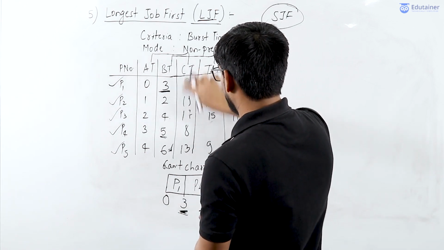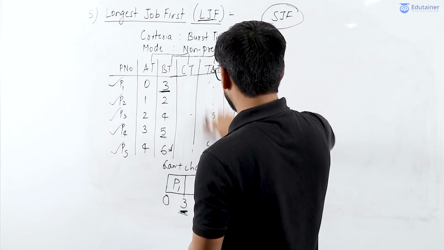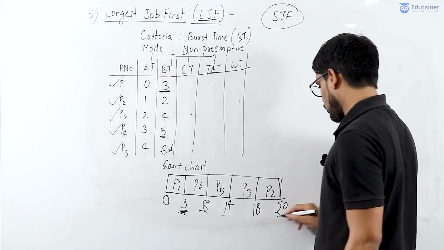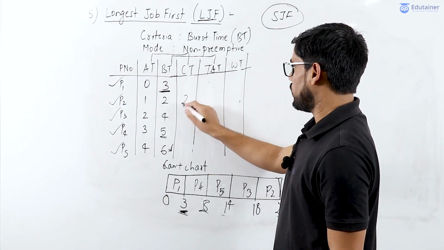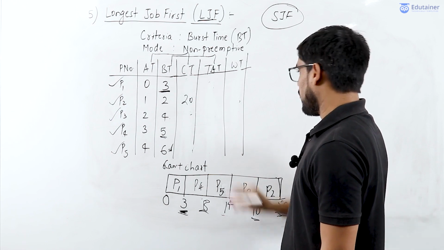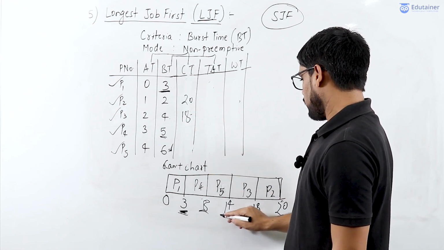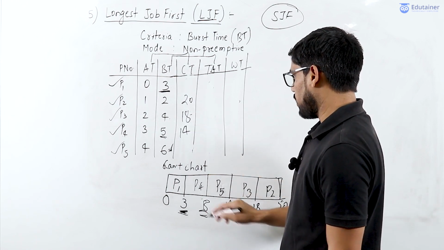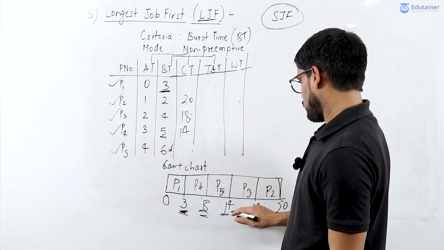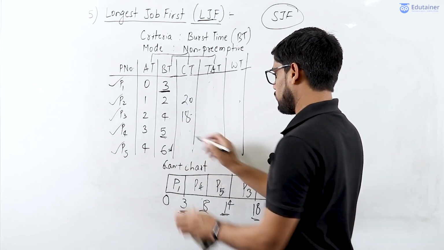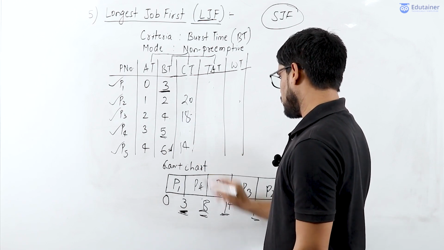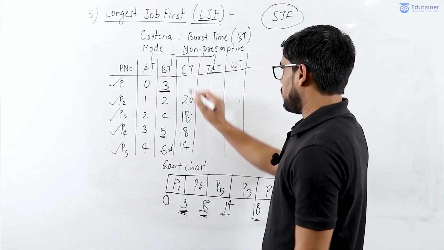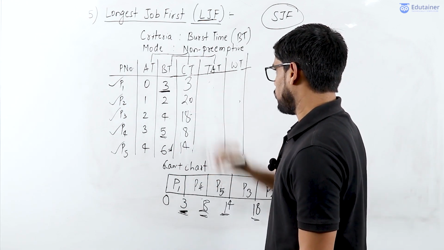So once again I will compute the completion time, turnaround time, and then waiting time. What is the completion time of P2? P2 completion time is 20. P3 completion time is 18. P5 completion time is 14. P4 completion time is 8. And P1 completion time is 3.